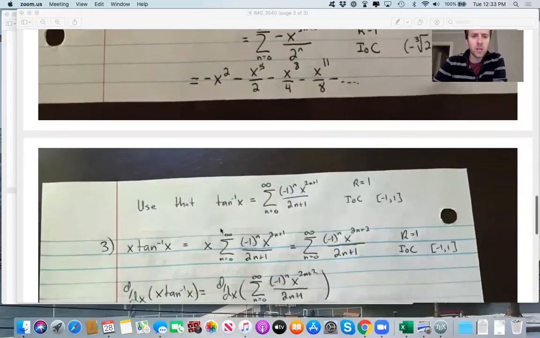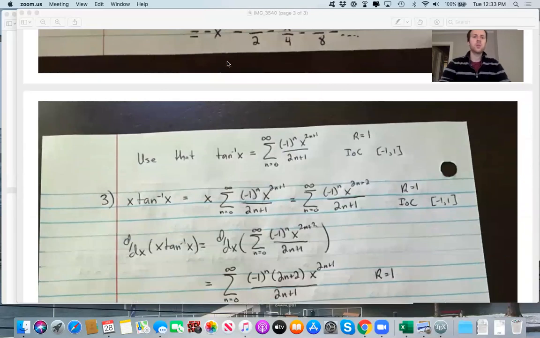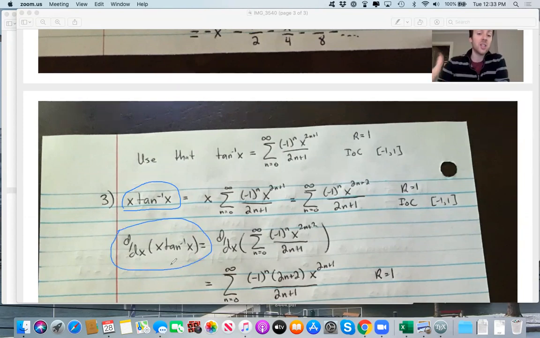Okay. So the last question says, here are 2 functions, x inverse tangent of x, and then the derivative of that thing. And find series for those and their radius and intervals of convergence.